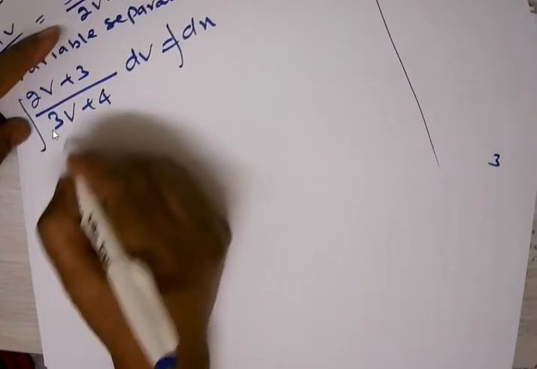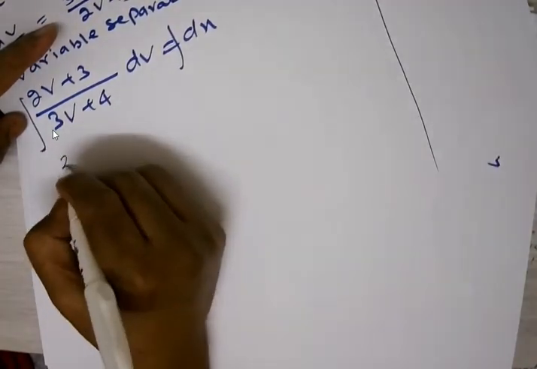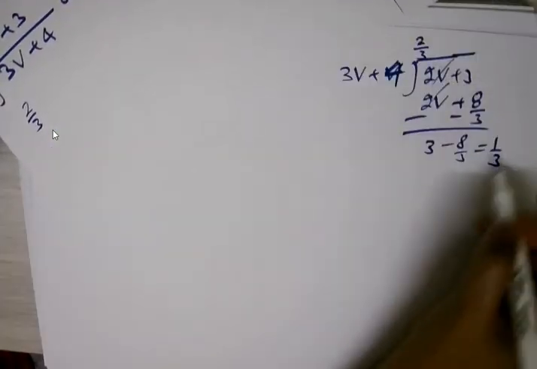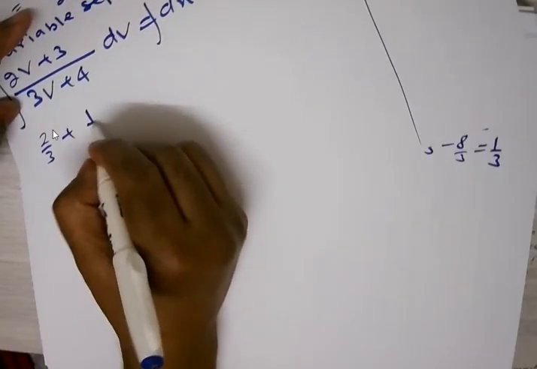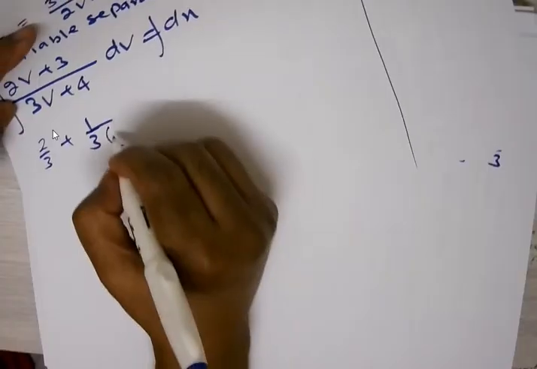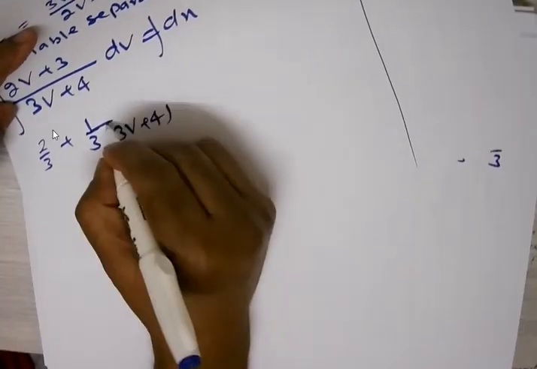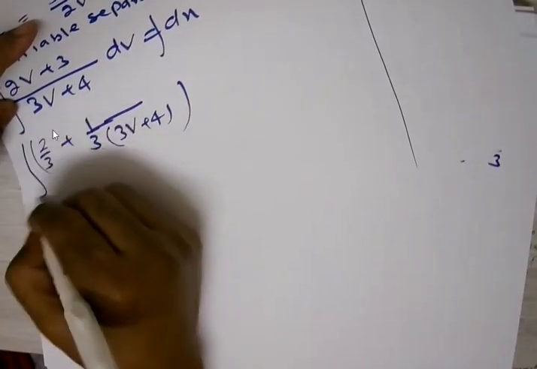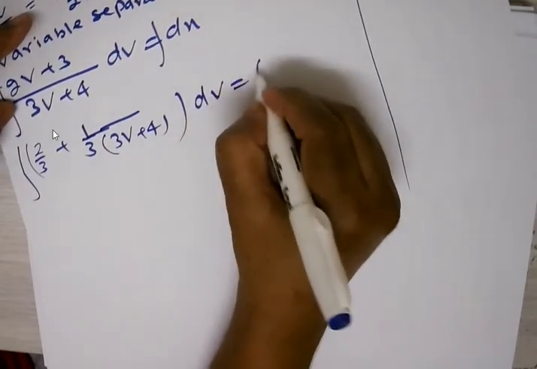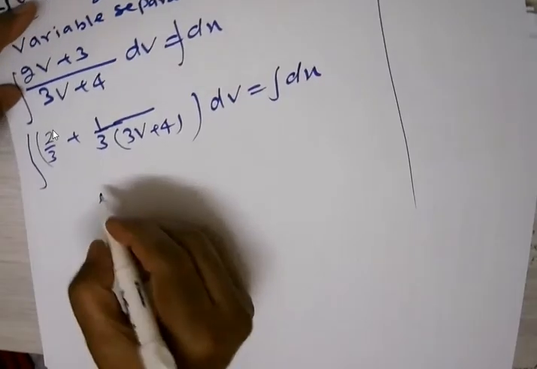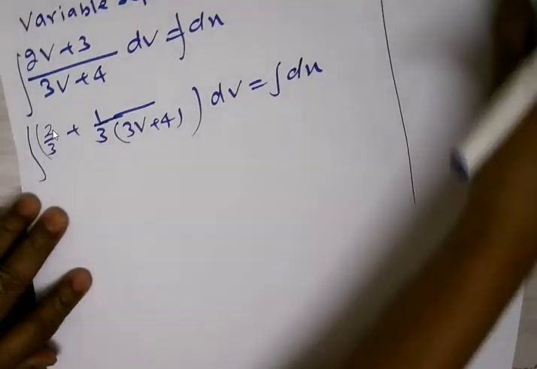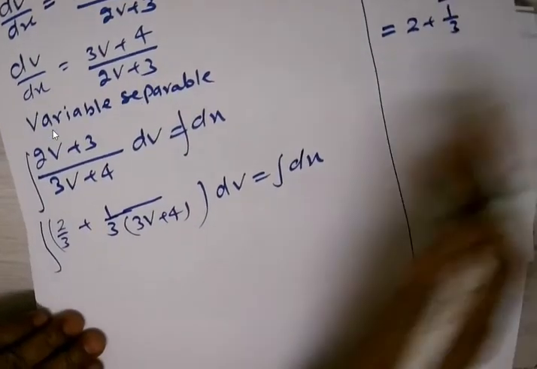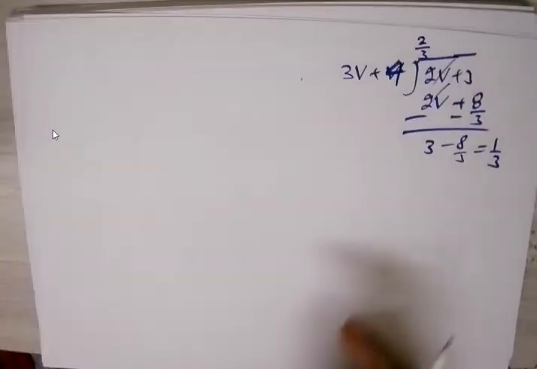Now the division of that one, by using that, we can write it like that one. See here, 2 by 3. So division of that one by using this concept, it comes 2 by 3 plus 1 by 3 and this divisor 3v plus 4 bracket close, integration symbol, dv is equal to dx. Now just a question which seems very difficult. Now if you simplify by using this division concept, we can see that one.